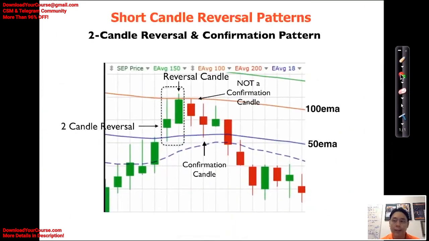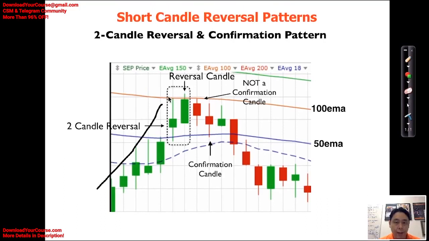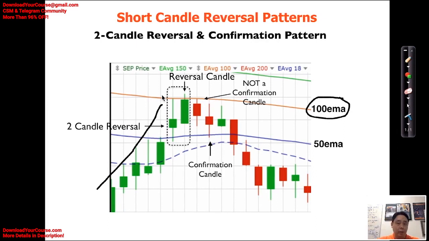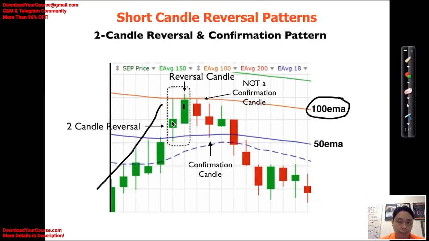All right. So let's take a look at what it looks like on the charts. And you can see that in this case, the price is rallying and hitting the 100 moving average shown by the brown line. So that becomes a resistance, right? So is this a 2-candle reversal pattern? Let's check it out. This candle 1, and candle 2. So this is the reversal candle. This is the candle before the reversal candle, right?